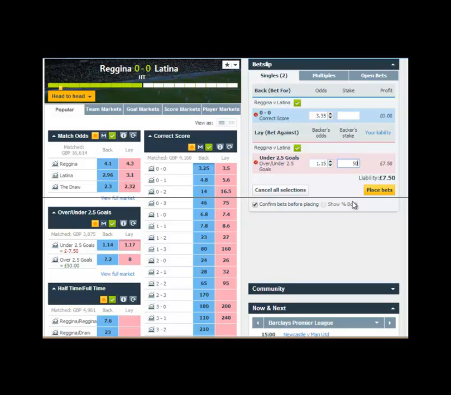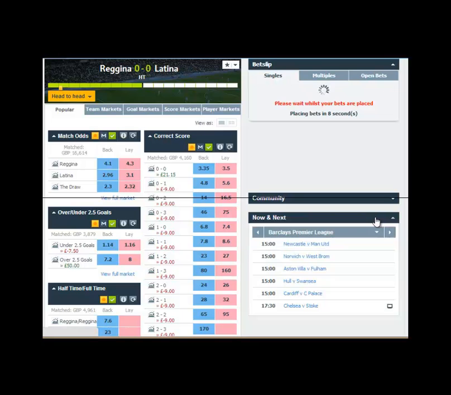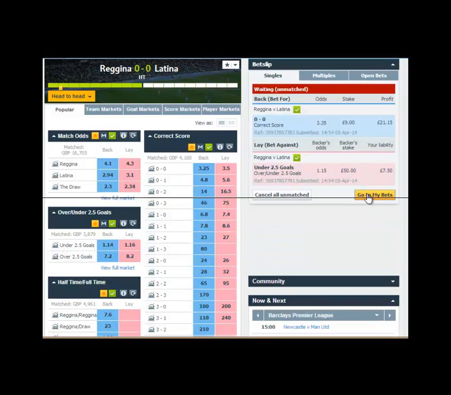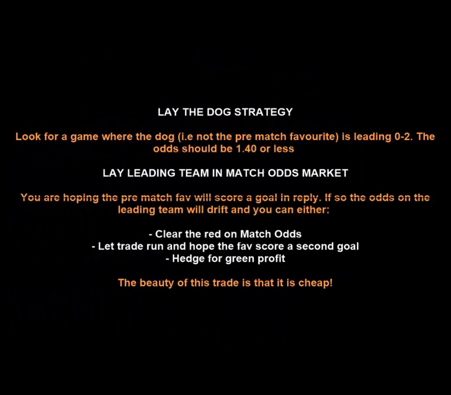Now the staking here is that I've laid the under 2.5 at 1.15, at half time remember, for £50, giving myself a liability of £7.50 on the under 2.5. I backed the 0-0 for £9, giving me a green figure of £21 on 0-0 and £9 liability on the rest. And I will let this run until round about the 70th minute mark, so let's see how that one pans out. Another strategy, which is called laying the dog.